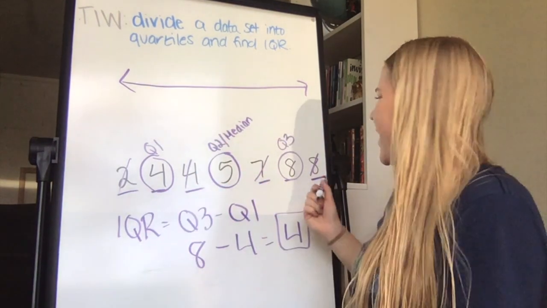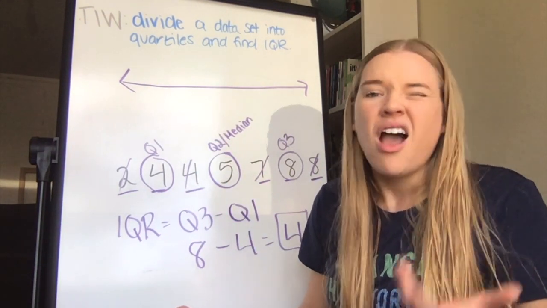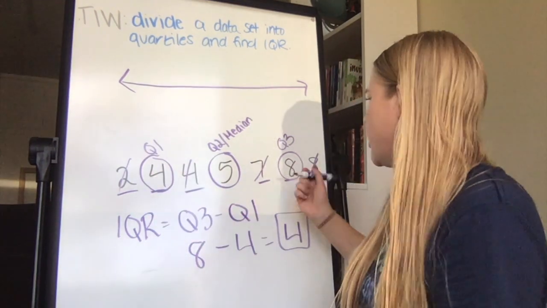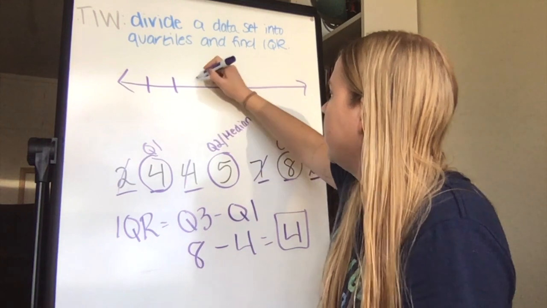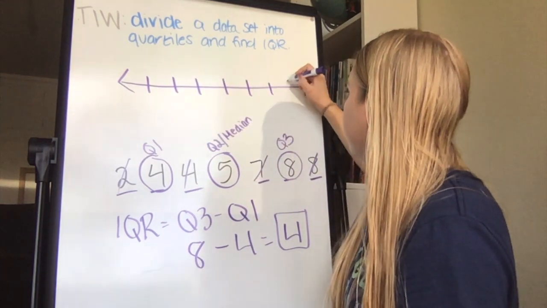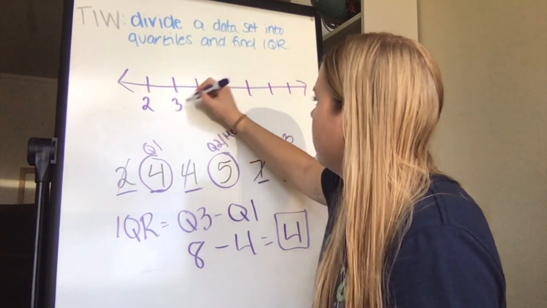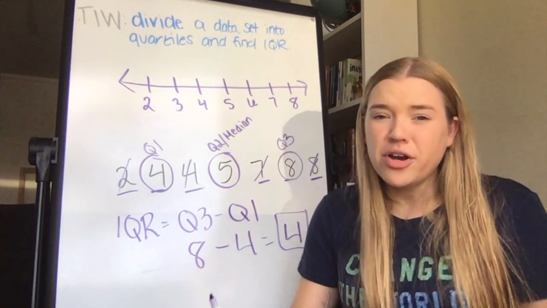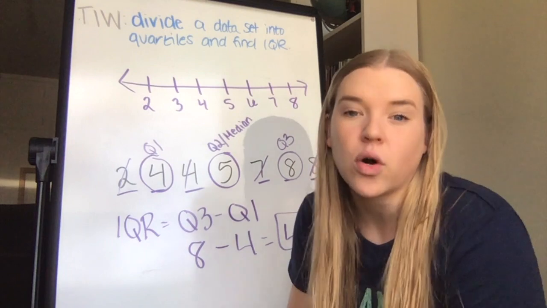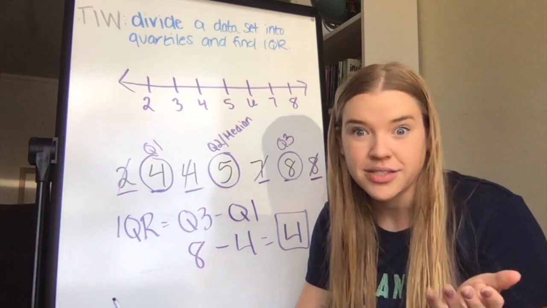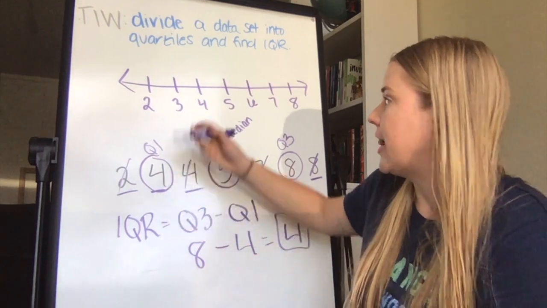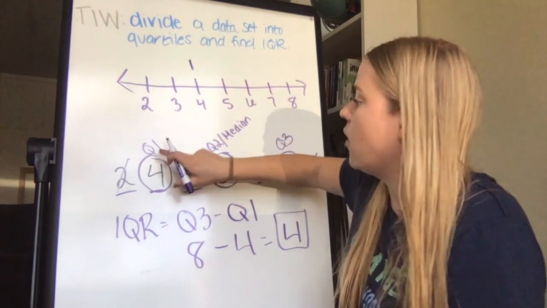I only go from 2 to 8 here, so I can easily count by 1. Obviously, if you have to go from like 2 to 100, you're not going to count by 1. But on this one, it's pretty easy because I'm just going to go 2, 3, 4, 5, 6, 7, 8. And what we are going to do is turn our quartiles into a box because it's called a box plot. And so I am going to make a line above 4 for quartile 1.